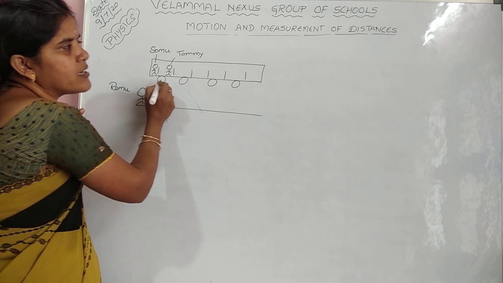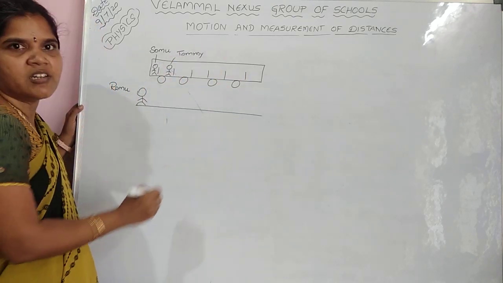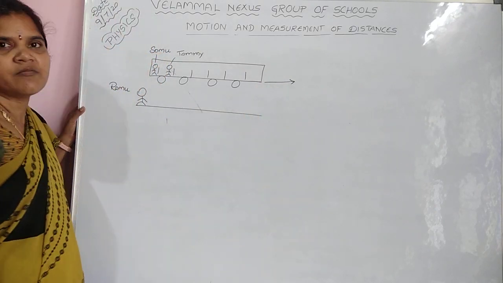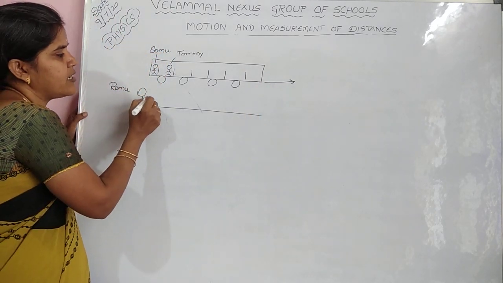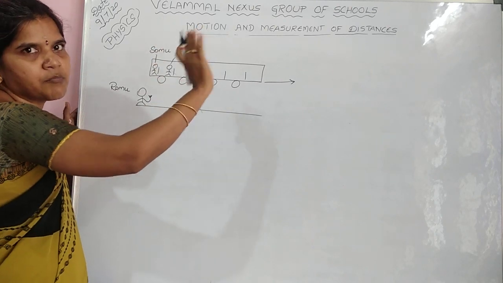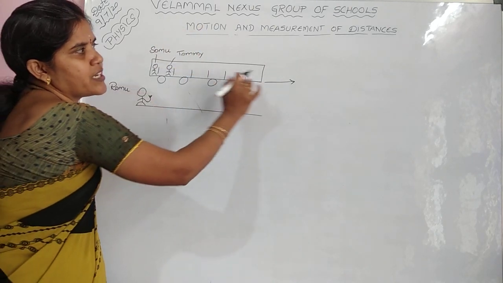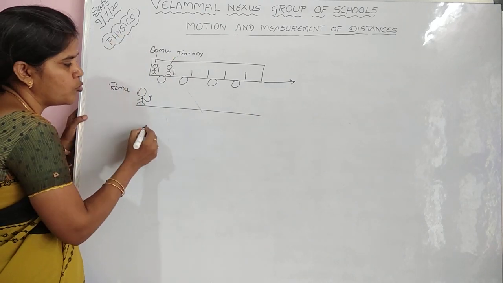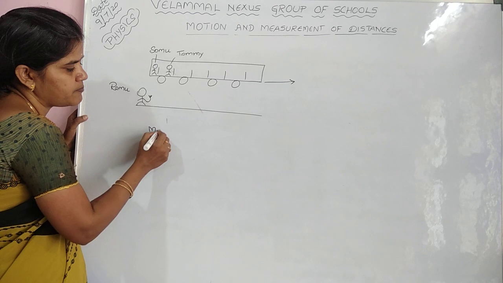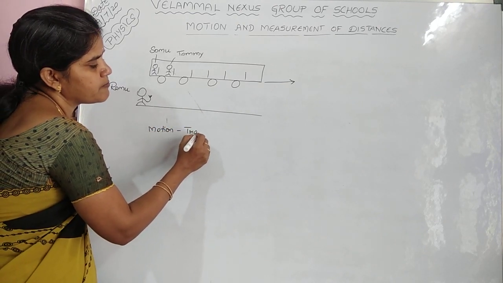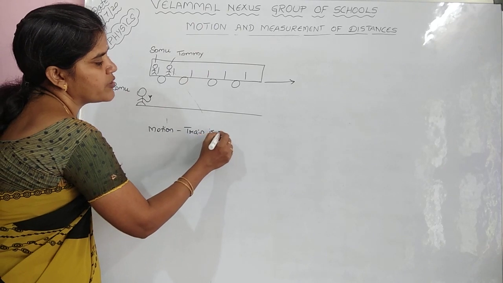Now, the train started moving. Now, this boy is saying bye-bye. The train is moving. Now, with respect to Ramu, what is the state of Somu? Motion. Why? Because the train is moving.